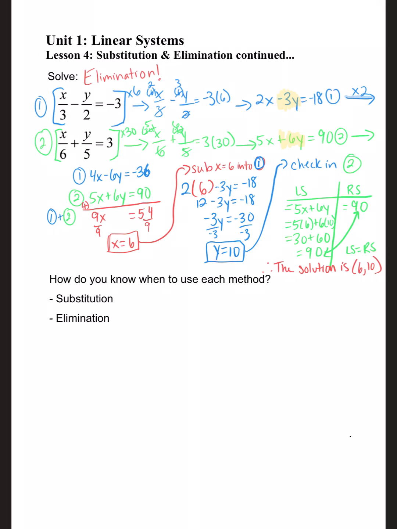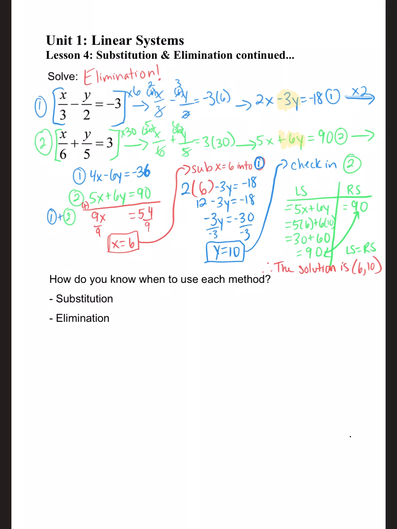All right, but how do you know when to use each method? How do you know if we should use substitution or if we should use elimination? And the key there is kind of in the names of the methods. So with substitution, we want to make sure that there's a variable isolated, or that it's really easy to isolate a variable based on the equations that have been given to us. Because once a variable is isolated, we can just substitute in what that variable is equal to into the other equation, and we're moving along with the substitution method.